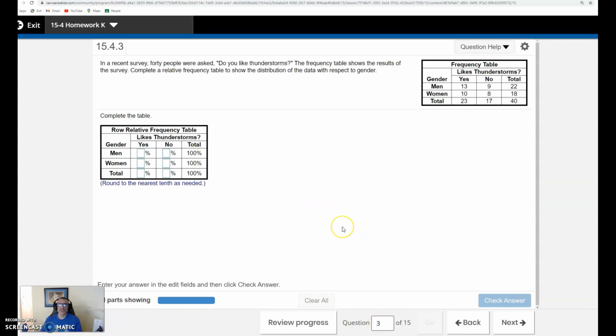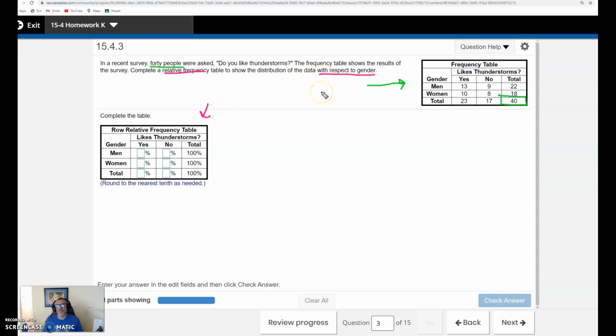All right, number 3 is a different type of problem. It says, in a recent survey, 40 people were asked, do you like thunderstorms? 40 people is the total. There's the number right there. The frequency table shows the results of the survey. There's our frequency table. So these are the actual numbers. Complete a relative frequency table. That's this one right here, right? That's going to use percents to show the distribution of the data with respect to gender.